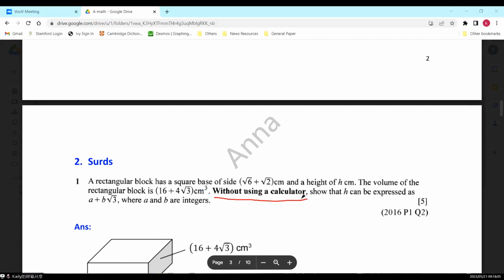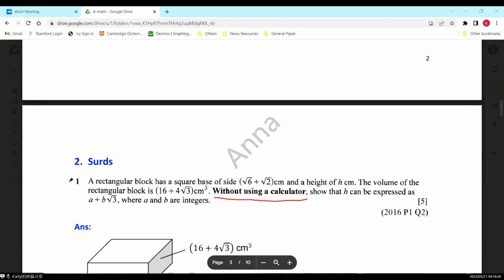What this means is that they don't want you to directly just punch all these values into the calculator and give them a final answer, because that is number one, not testing you on your grasp of surds. And number two, it's kind of obvious that it'll be use a calculator, so that kind of defeats the whole point of it. Okay? But this doesn't mean that you can't use a calculator at all. You can use a calculator to check your answer.